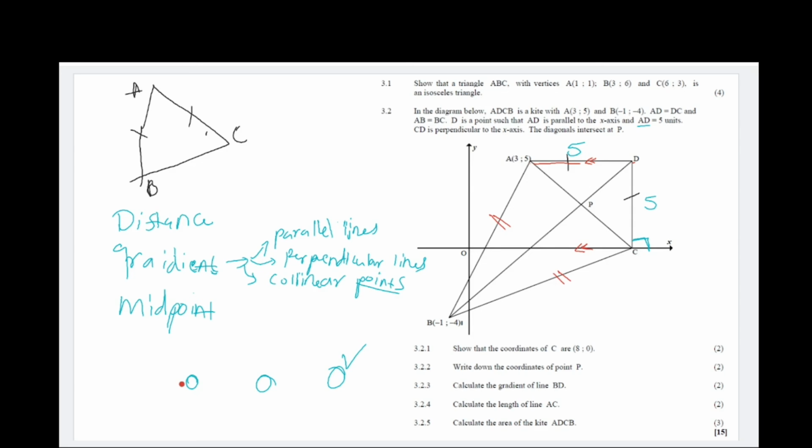Because if I have a point here, then I have another point here. If I calculate the gradient between this point and here, I'll get the same gradient compared to calculating a gradient from here to here. So the gradient between this and this will be the same as any gradient that I calculate on the points along this line. So that's what collinear means.